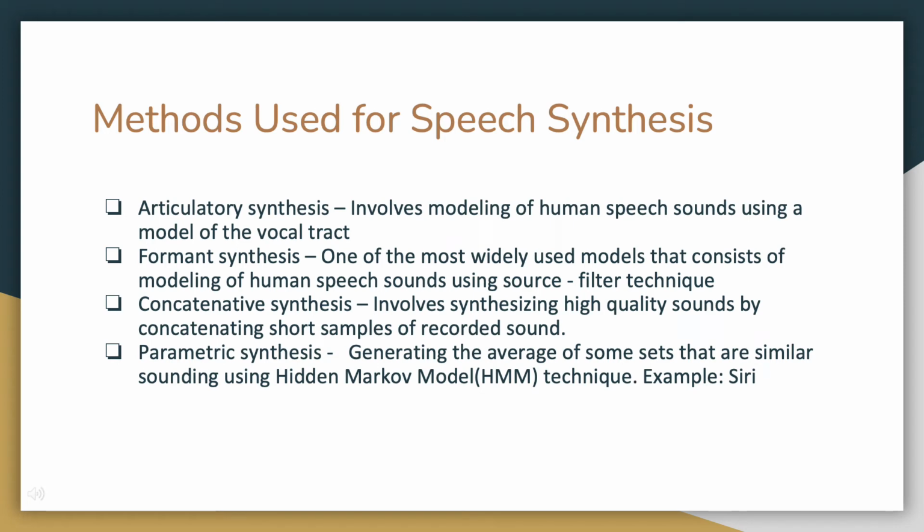The next topic that I'm going to discuss is methods used for speech synthesis. The first one is articulatory synthesis. Articulatory synthesis tries to model the human vocal organs as perfectly as possible, so it is potentially the most satisfying method to produce high-quality synthetic speech.